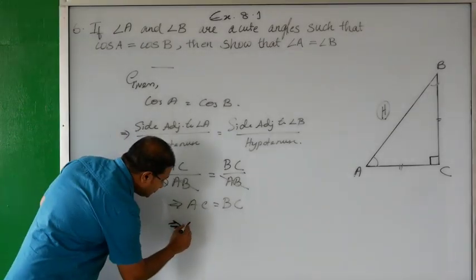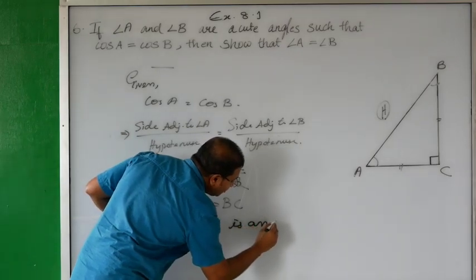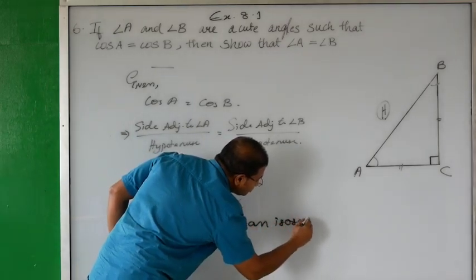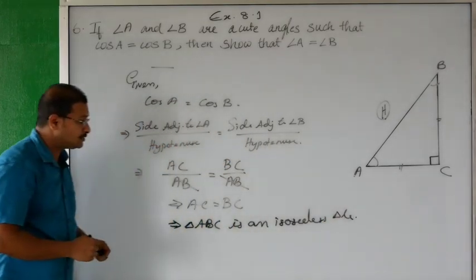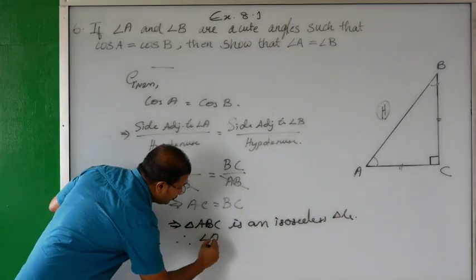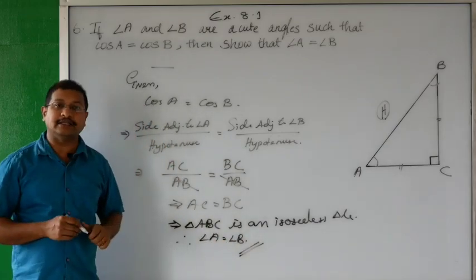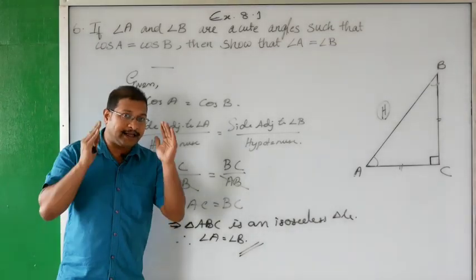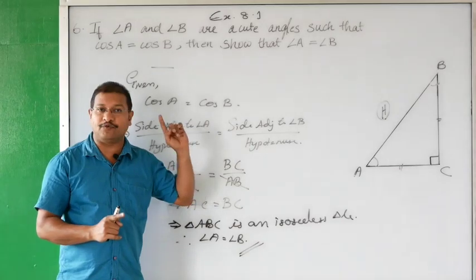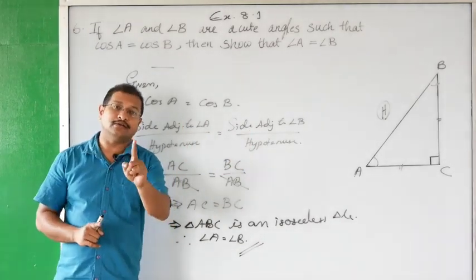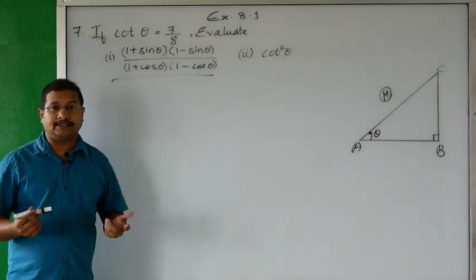That implies triangle ABC is an isosceles triangle. Angle A equals angle B. If two sides are equal, it is called an isosceles triangle. In an isosceles triangle, the base angles are equal. That means if two sides are equal, two angles are supposed to be equal. Ready? Let's see the next question.